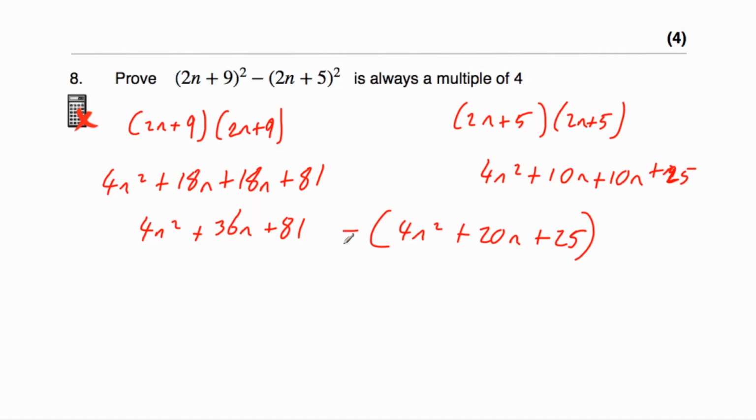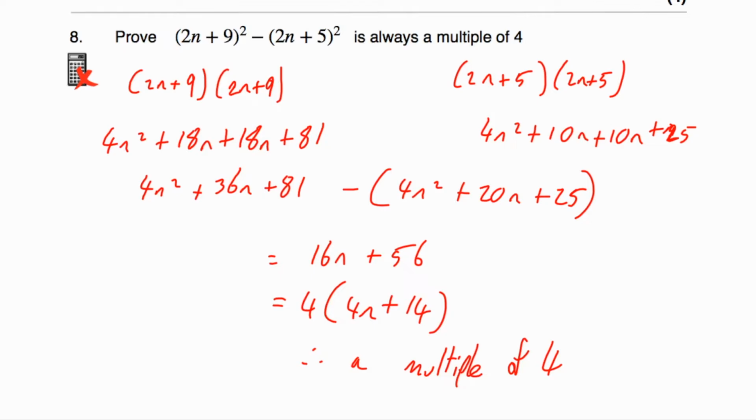So we've got 4n squared, take away 4n squared, that's 0. Then we've got 36n, take away 20n, that's going to be 16n. And then we've got 81 take away 25, which is equal to 56. So that would be 16n plus 56. Now we want to show this is a multiple of 4, so let's take 4 out as a factor. 4 bracket, and then if we divide both of these by 4, 16n divided by 4 would be 4n, and 56 divided by 4 is equal to 14. So that would be 4 bracket 4n plus 14. And because it's 4 times something, that's a multiple of 4. So let's write that down. And that's it. Okay, let's have a look at question number 9.